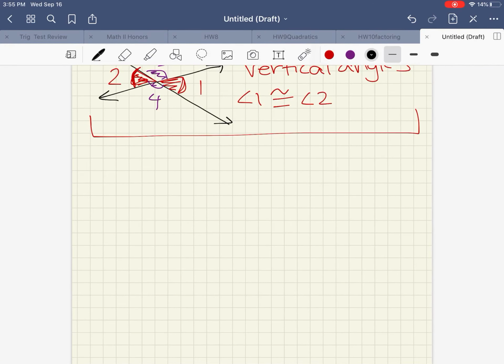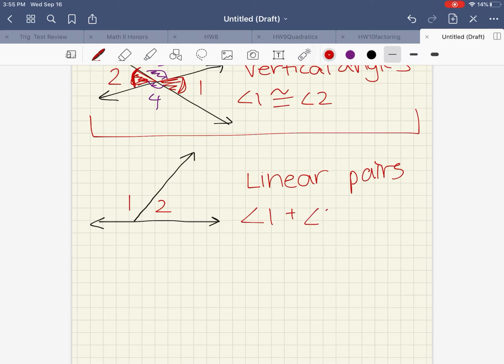Another kind of angle pair that we're going to use a lot is a linear pair. That's when you have a straight line and then an angle going off of it. So this is angle 1 and 2. These are called linear pairs. And I'm going to write little measure things here. The measure of angle 1 plus the measure of angle 2 is equal to 180. It's basically two angles on the same line, and we know that they will add up to 180.